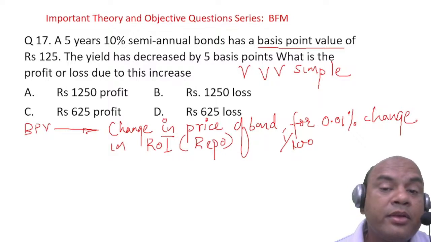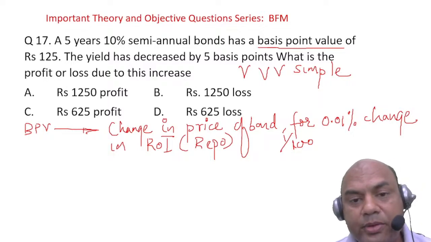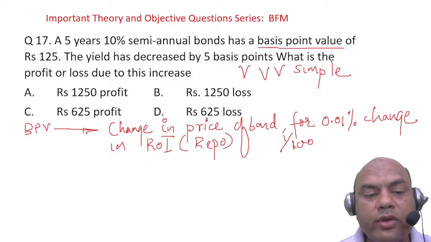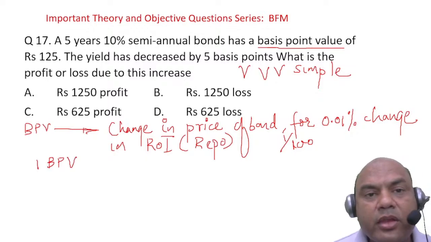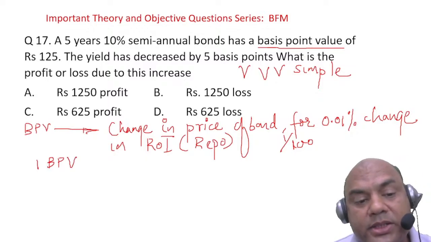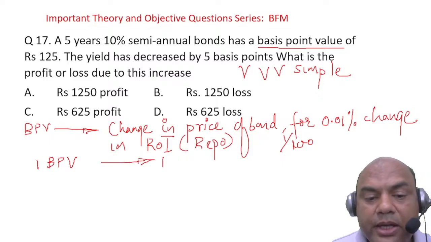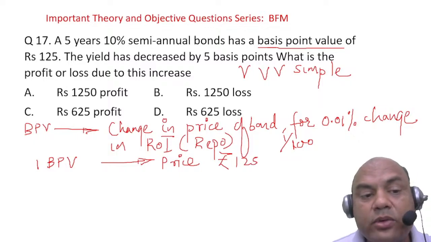Coming back, what is the answer for this, everyone? Now I told you the meaning of BPV. What does the question say? BPV of 125 means if there is a 0.01% change, that is 1 BPV change, then the price of my bond changes by 125 rupees. That's what is said over here.